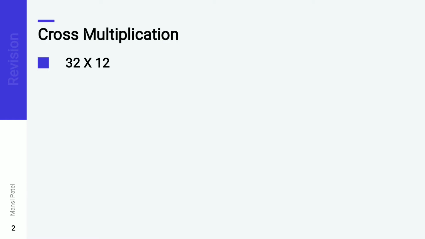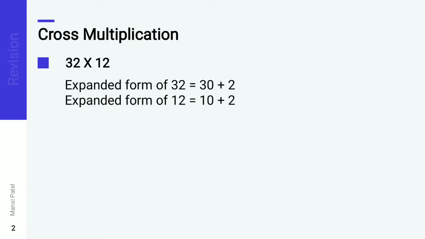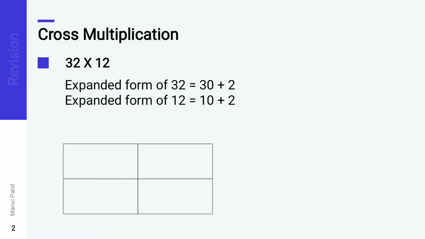Whenever you have to solve any multiplication by the method whose name is cross multiplication, first you write down the expanded form of both the numbers. First the expanded form of 32. What is the expanded form of 32? That is 30 plus 2. And the other number is 12, so the expanded form of 12 is 10 plus 2. Now here both sides are given two numbers. Therefore we have to make a table and make 4 equal parts.